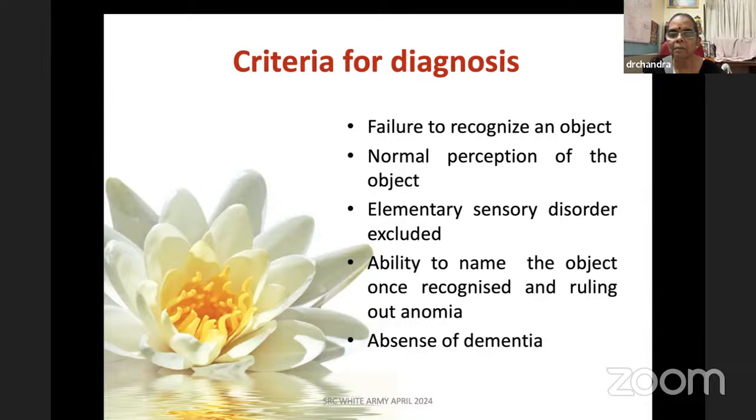So you put the apple in his hand. Then he says, this is an apple. Then you know he has not forgotten the name. So it should not be due to anomia. And there should be no dementia. So the criteria to call agnosia is failure to recognize an object, normal perception of the object, elementary sense organs should be normal, ability to name should be normal, and there should be no dementia.